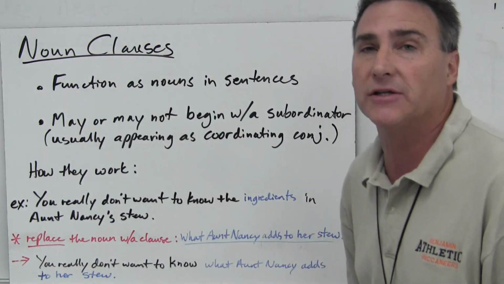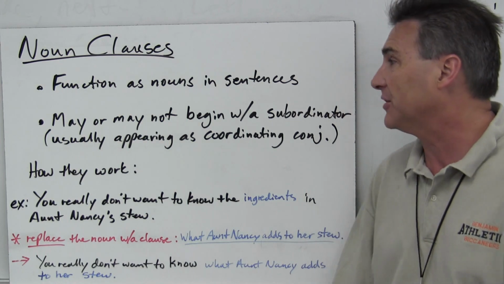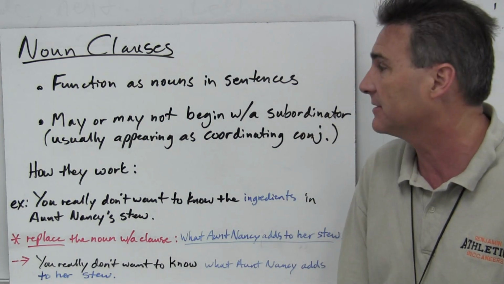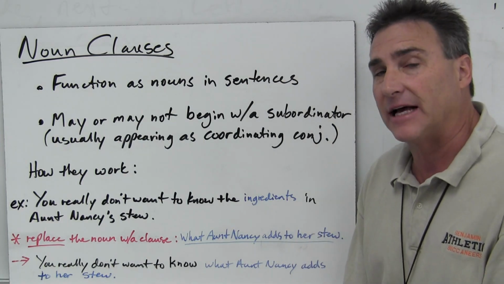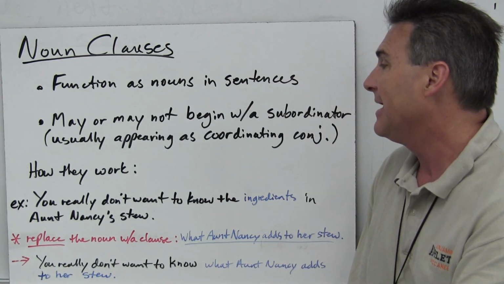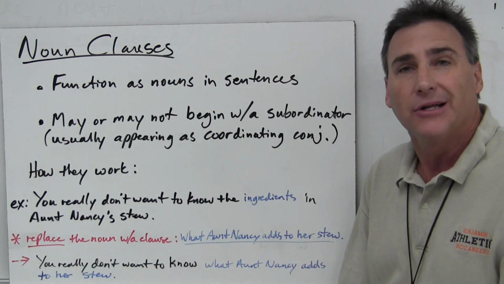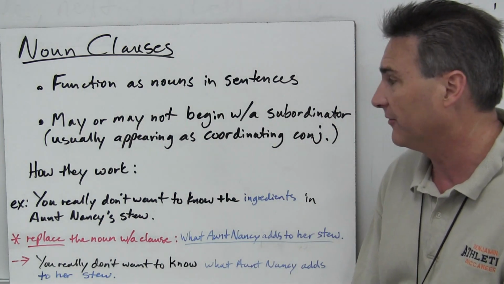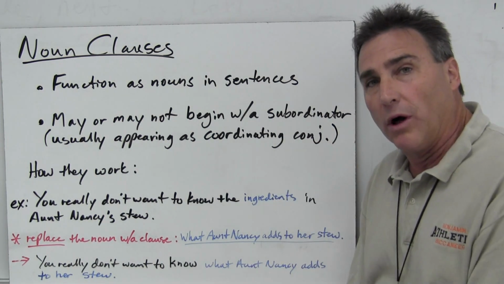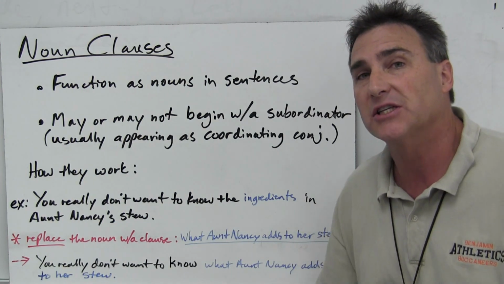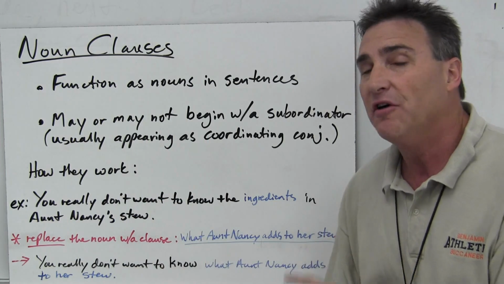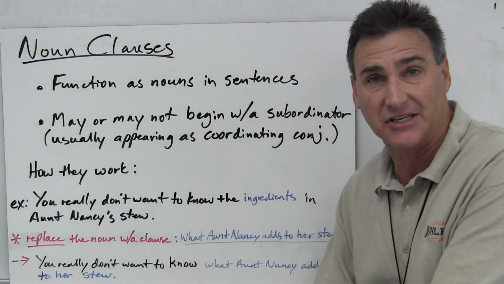First of all, a noun clause, as the name would imply, functions as a noun in a sentence. It may or may not begin with a subordinator. If it does, that subordinator will usually appear as a coordinating conjunction, just like we would use in an adverb clause. How do they work? Well, I think the easiest way to see how they work is to put one together ourselves, substituting a noun clause in for a simple noun in an existing sentence.